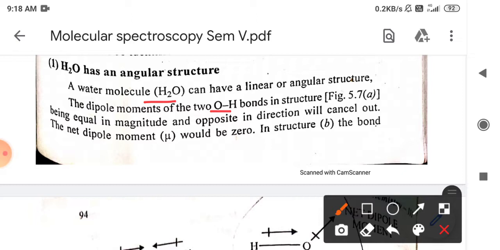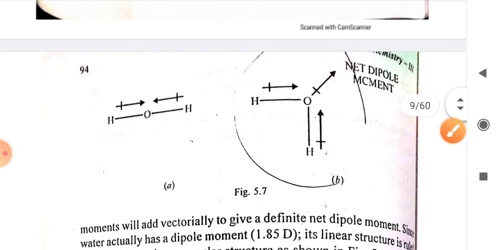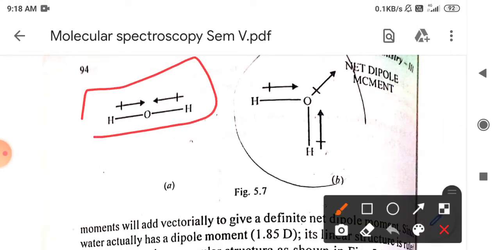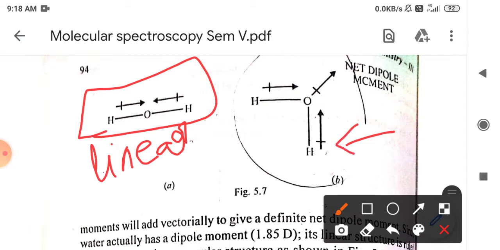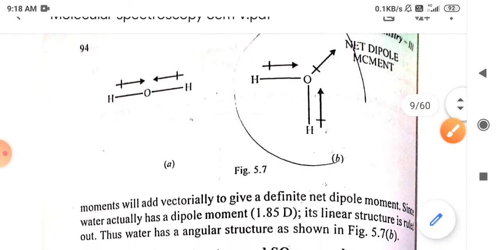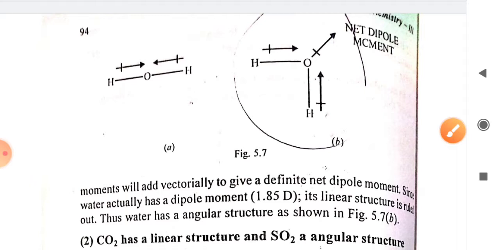So there are two possibilities: either the H2O molecule can have a linear structure, or it can have an angular structure. In this diagram we are seeing this: either the water molecule can have the linear structure, this is the linear one, and this is the bent or angular one. We are not talking about the bond angles as such here. We are just predicting whether the given structure is linear or angular.